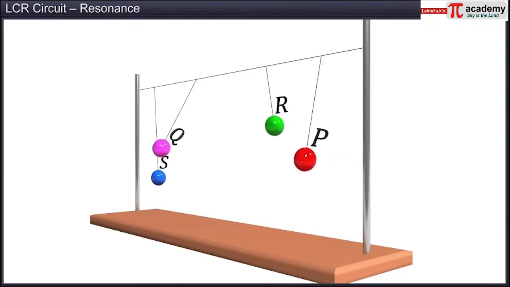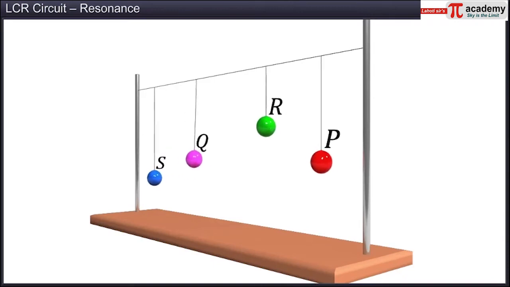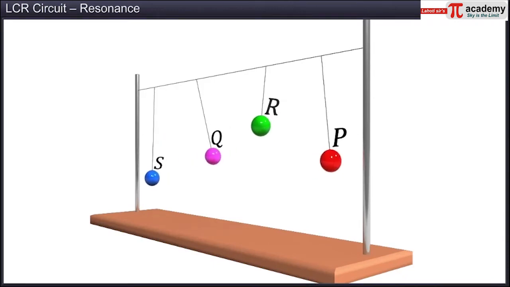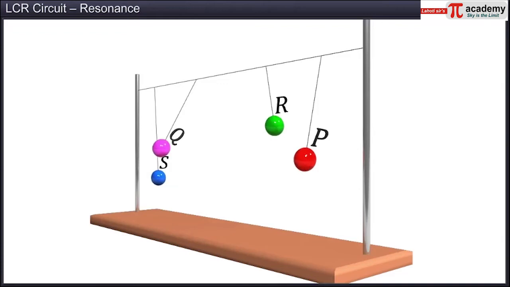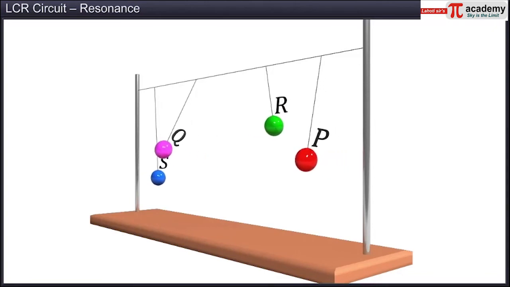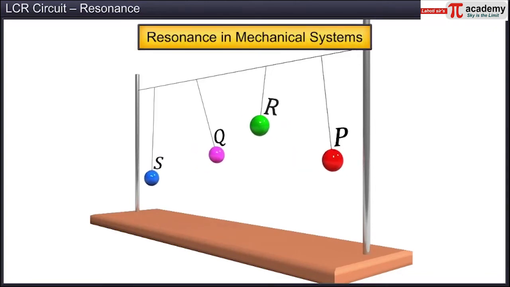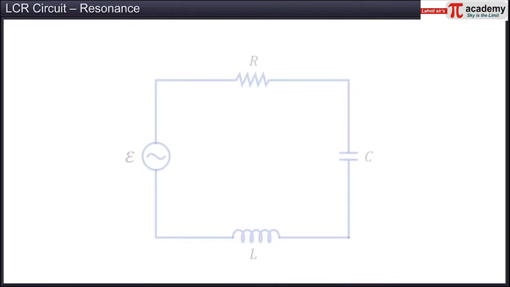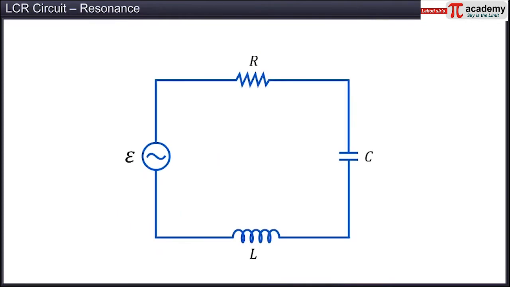Hence, the natural frequencies of these 2 pendulums are equal, and this gives rise to the situation where the pendulum Q oscillates with increasing amplitude due to resonance. This is an example of resonance in mechanical systems. Similarly, the phenomenon of resonance can also be observed in electrical systems. Let us now study the phenomenon of resonance in an LCR series circuit.